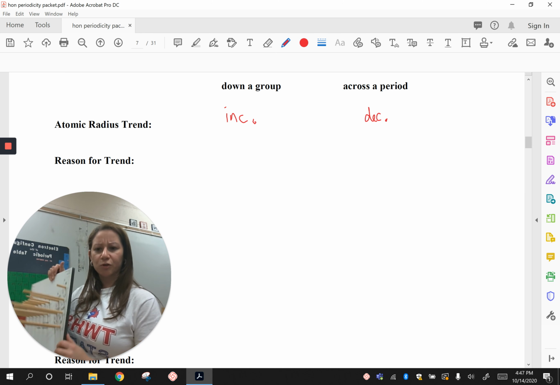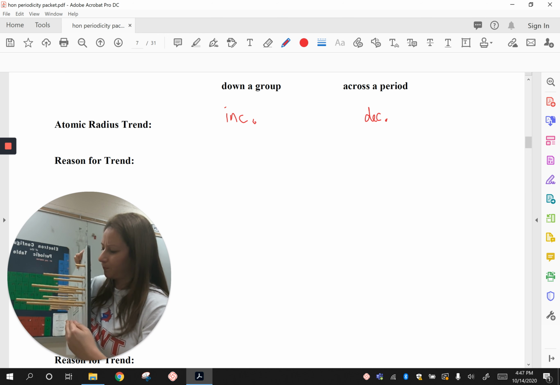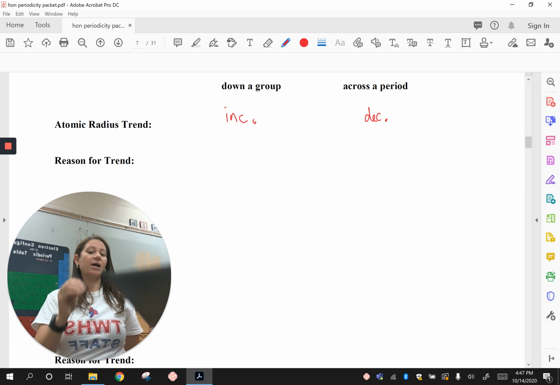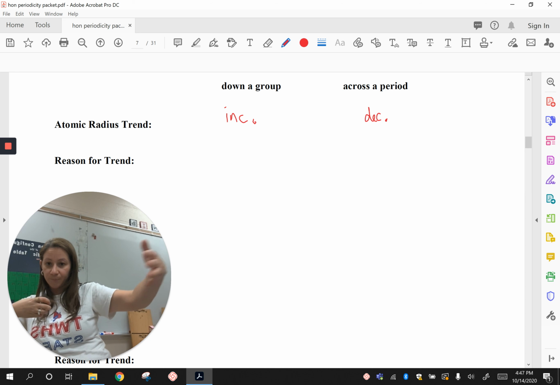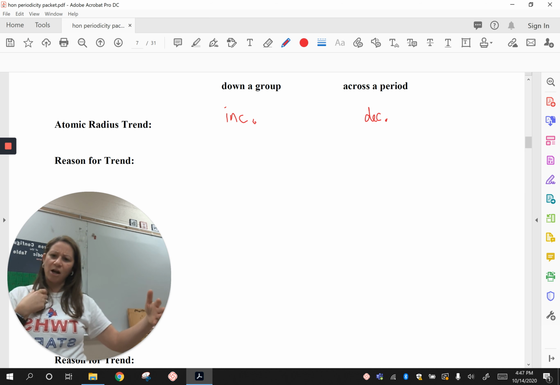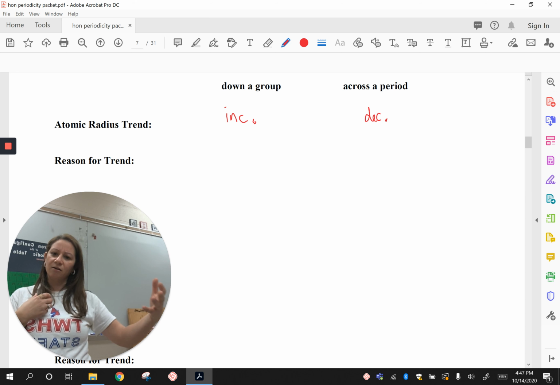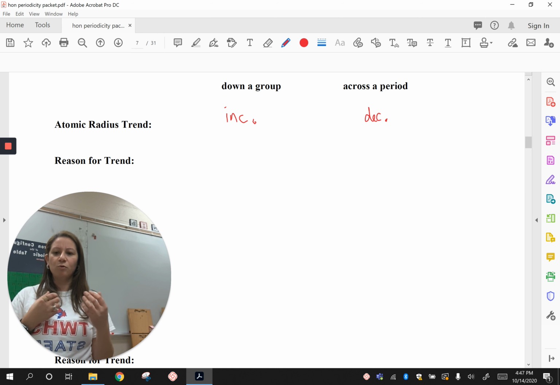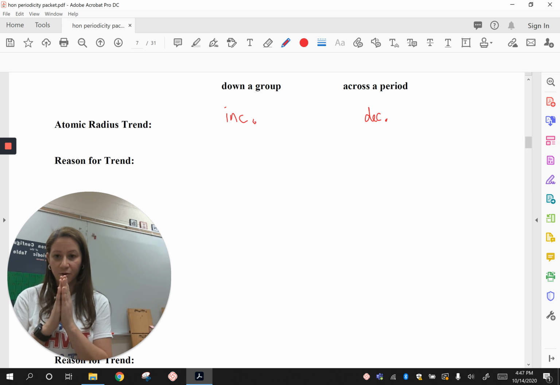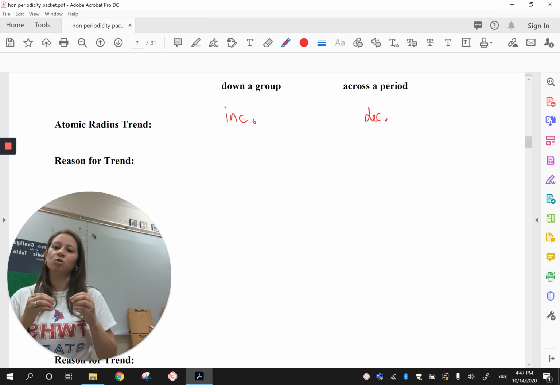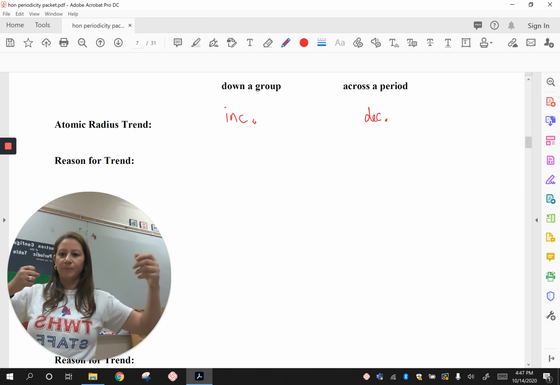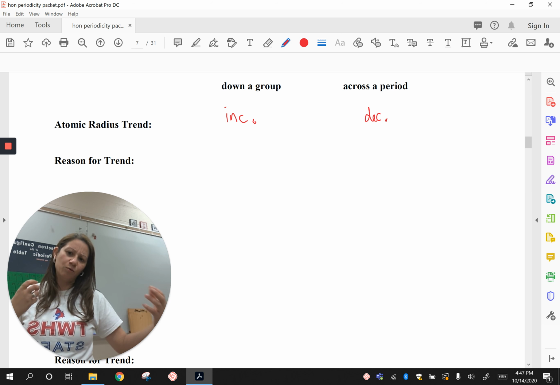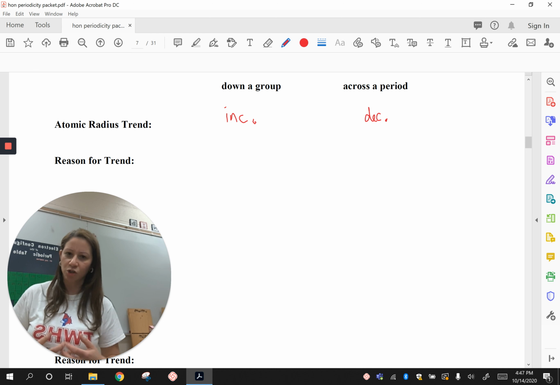Let's go down a group first. If I go down a group, my atomic radius is increasing, it's getting bigger. So that means my atom is getting larger. What does that mean in terms of attraction? If it's farther away, what does that mean? That means that there's not as much attraction, right? If you have two magnets and they're really close to each other, there's going to be a strong attraction. If you have the same two magnets, but you hold each one at the two ends of a room, they're so far apart, they're not really going to attract, right? So the farther you are, the less the attraction.